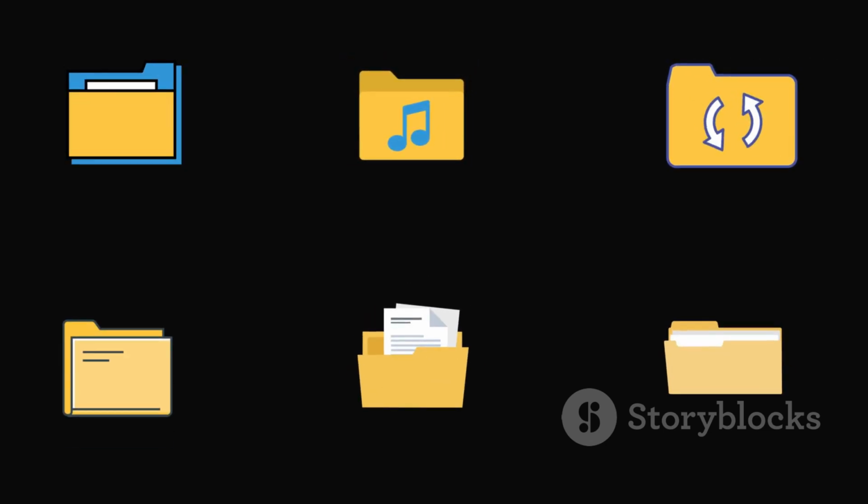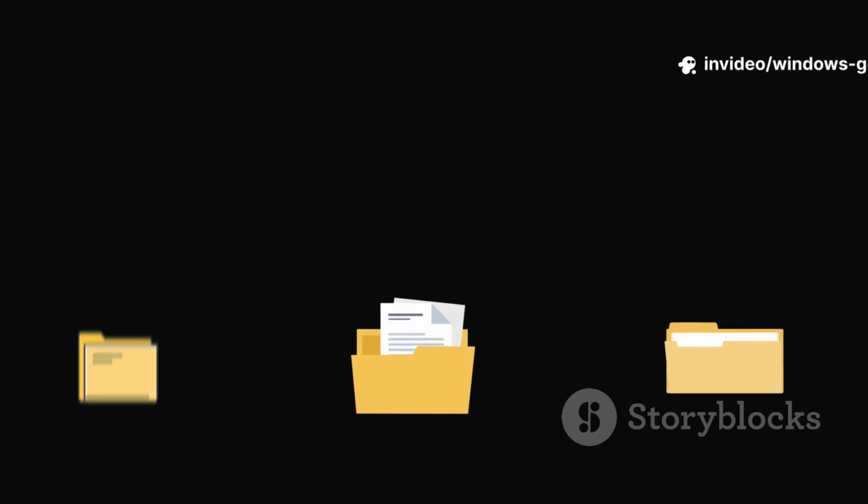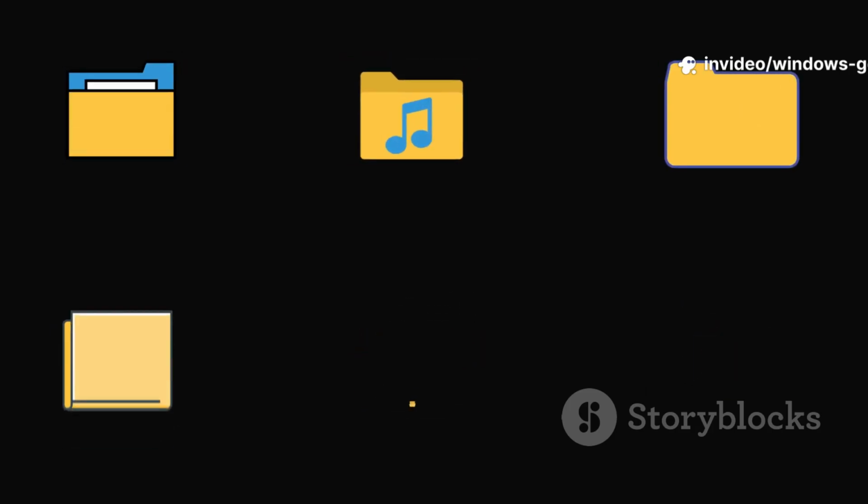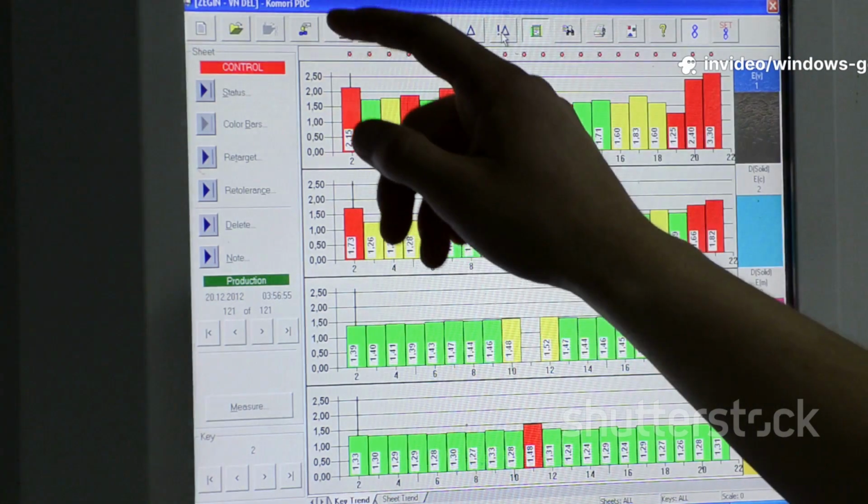Create a new folder on your desktop. Paste this exact code. You now have a single icon that controls every hidden setting in the OS. Welcome to the cockpit.